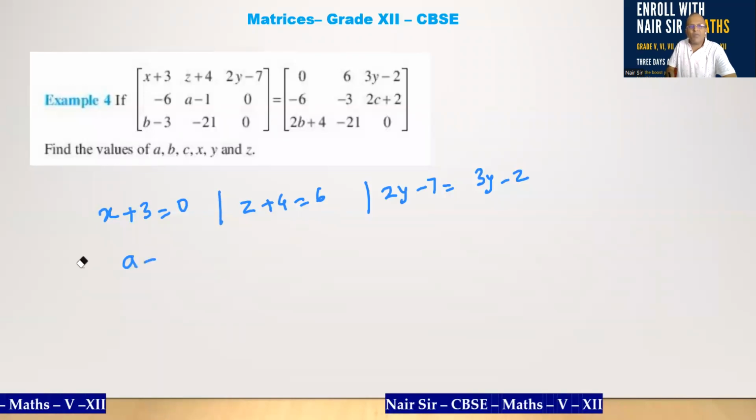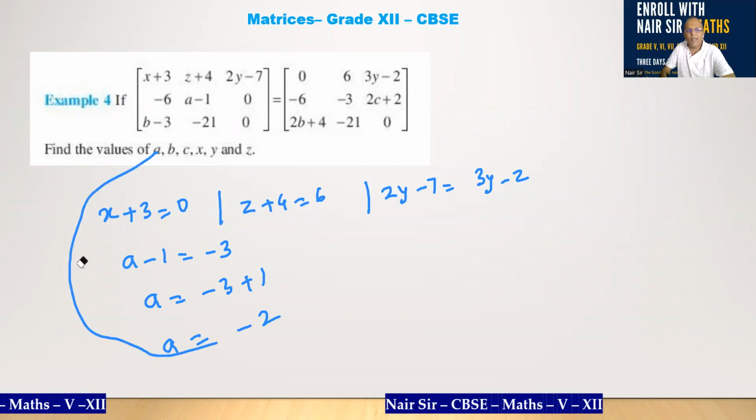A minus 1 is equal to minus 3. I will just solve this. A is equal to minus 3 plus 1. That is A is equal to minus 2. So what will be the answer? What is A? A is coming as this. The balance, I think you can solve it.